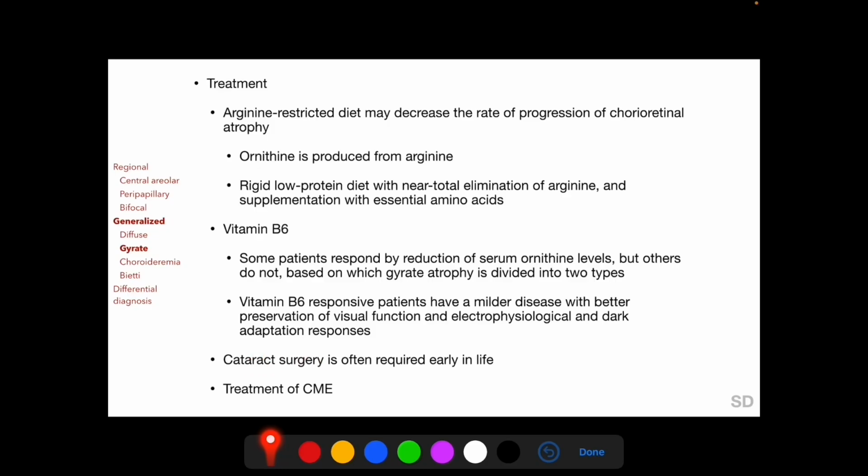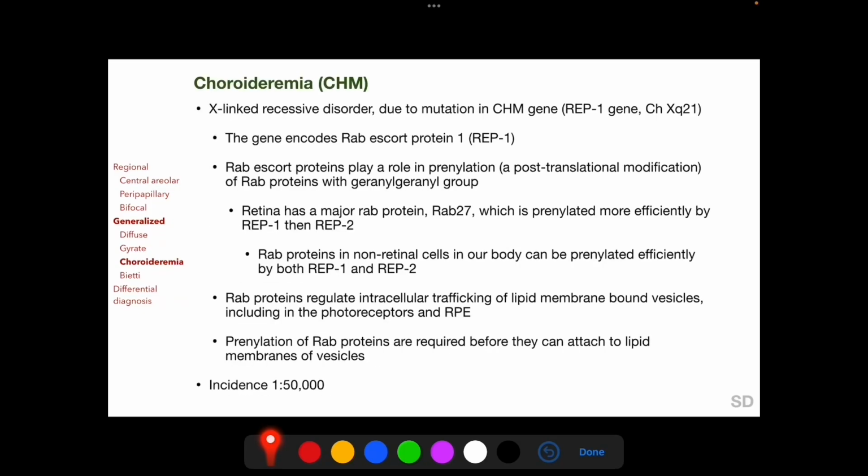Cataract surgery is often required early in life in patients with gyrate atrophy of the choroid and retina, and incidental CME in these patients should also be treated.